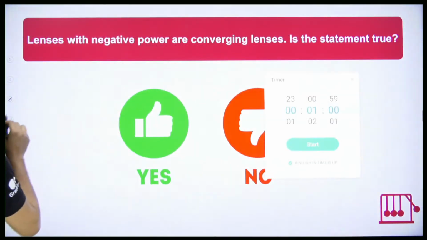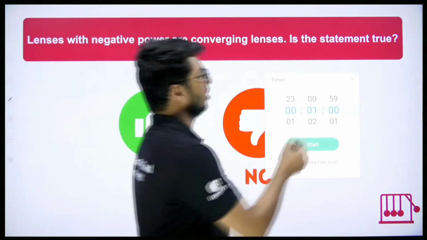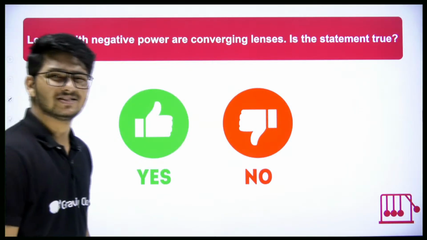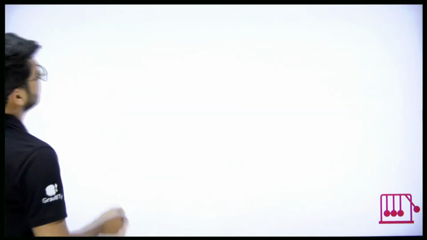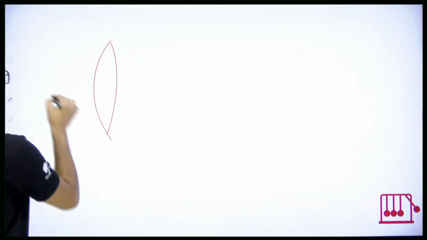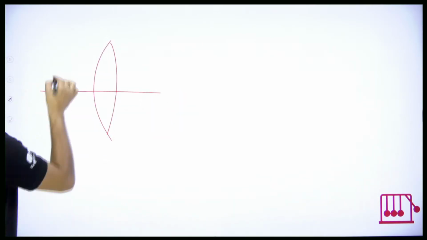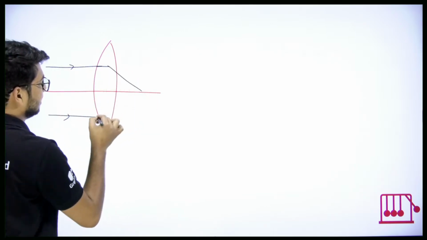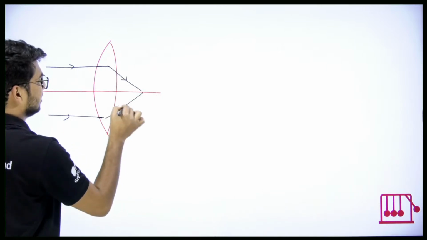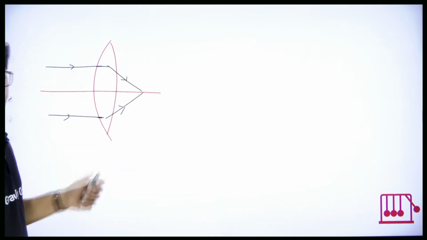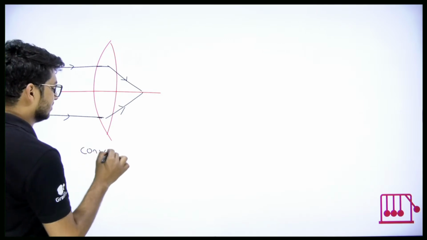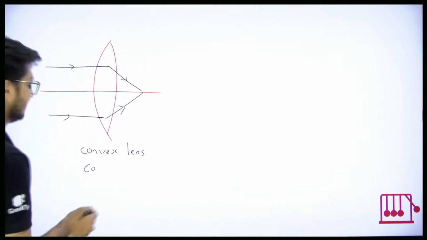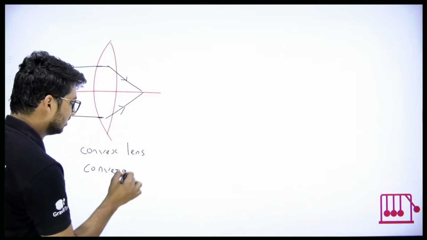So how shall we do it? First of all, what do converging lenses mean? What do diverging lenses mean? The best examples are a convex and a concave lens. These are converging lenses, and the example we take is a convex lens. It is converging because it converges the rays.